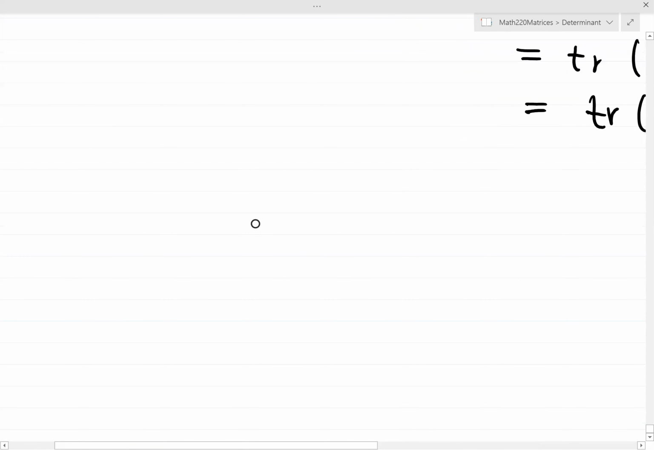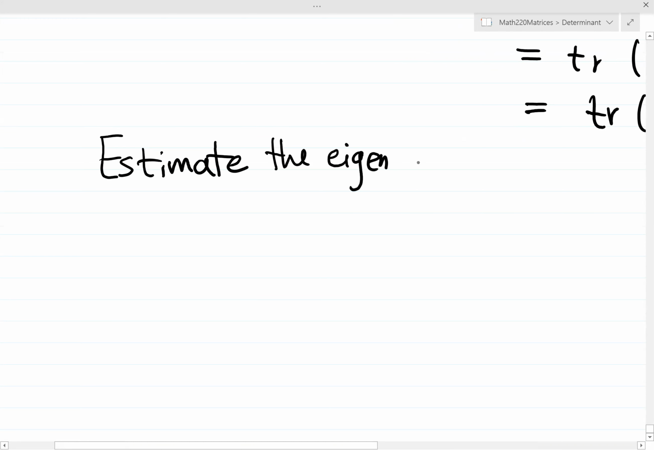So this is the next section: estimate the eigenvalues of a matrix A.